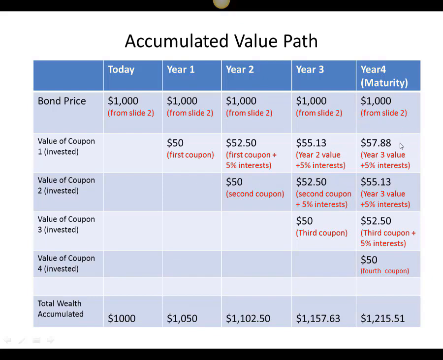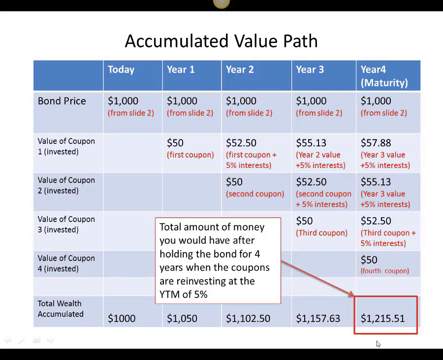And then finally, when the bond matures, you get $1,000 from the company paying you the face value. The original coupon has grown in value from $50. It has earned 3 years of interest, and so its value is $57.88. The second coupon is now accumulated principal and interest of $55.13, $52.50 for the third coupon, and then finally you receive the last coupon. So you have a total accumulated wealth, if you held the bond to maturity, of $1,215.51.